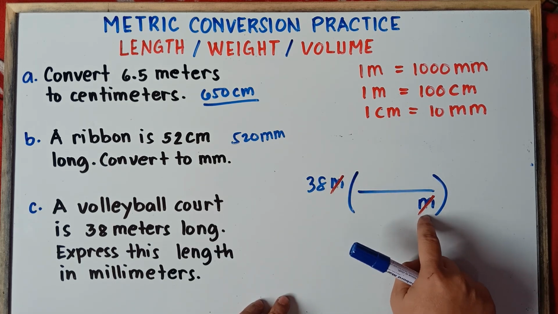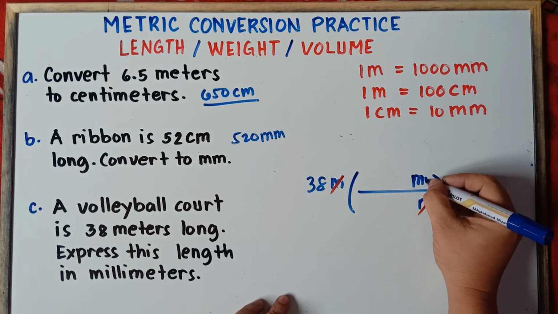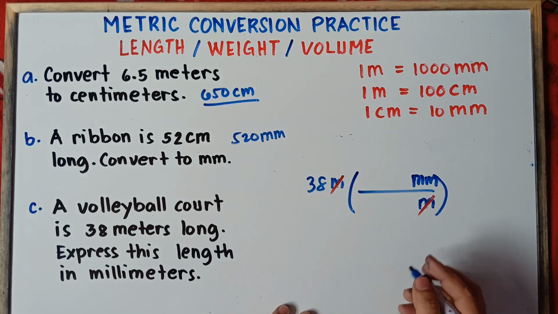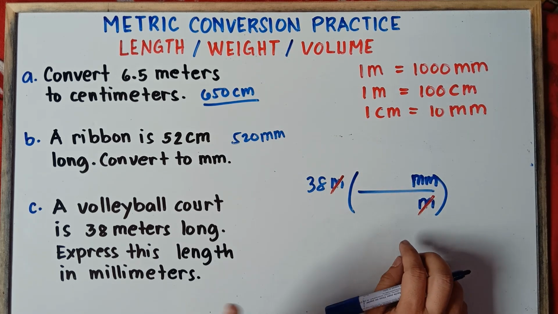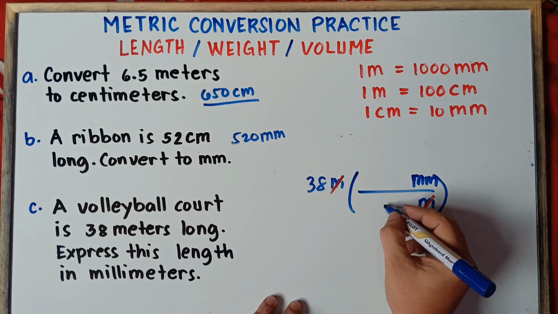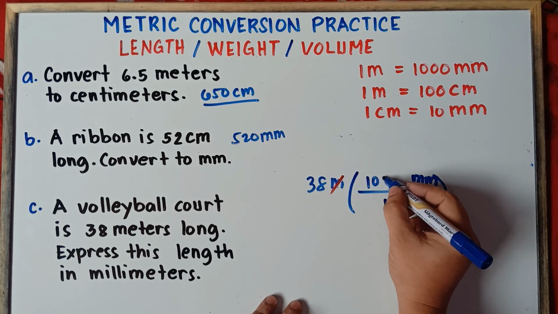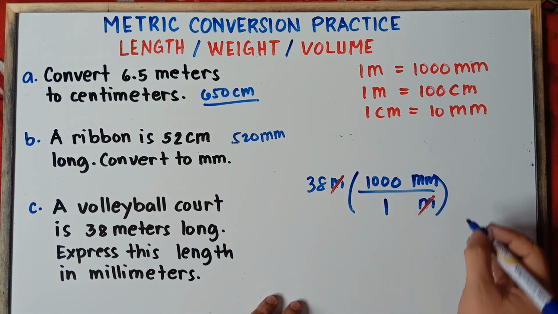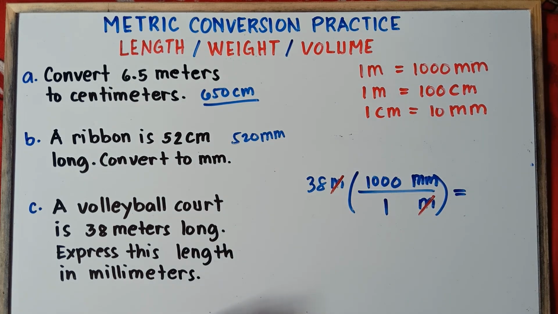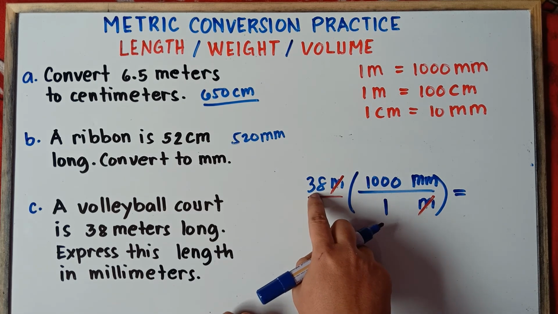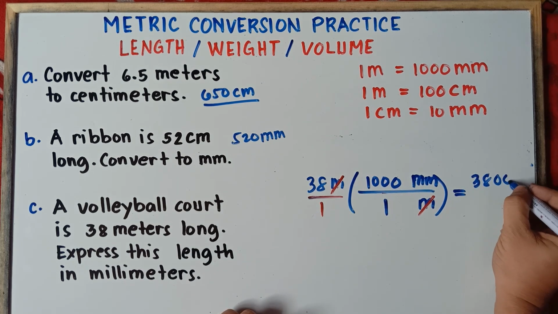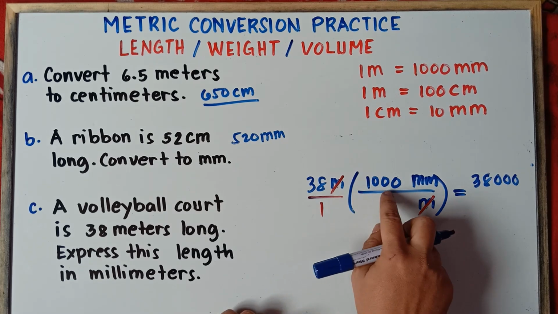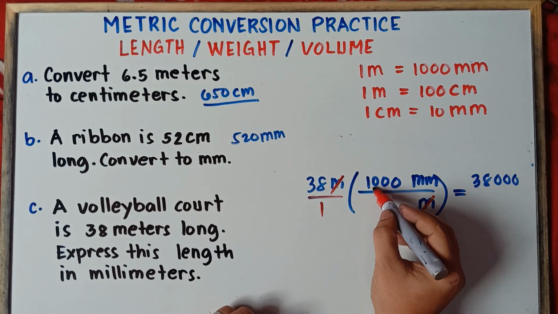And we convert meters to millimeters. Then the conversion: 1 meter is equal to 1,000 millimeters. Once again, just be careful in writing the conversion. 1 meter is equivalent to 1,000 millimeters. Then you can put over 1 here. That's okay, denominator of 1. So 38 times 1,000, that would be 38,000. Simply add 3 zeros, class. Simply add 3 zeros because you have 3 zeros for the shortcut.